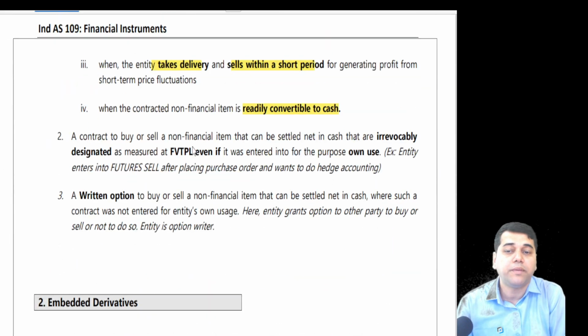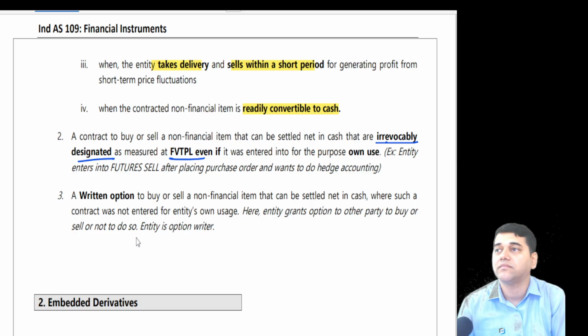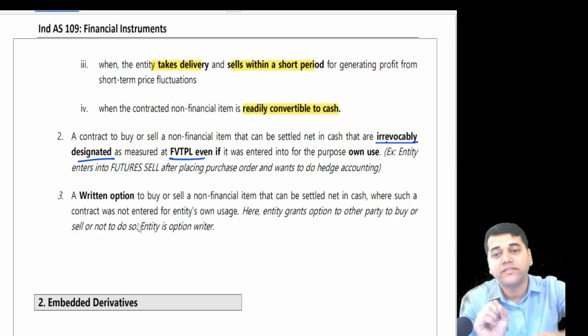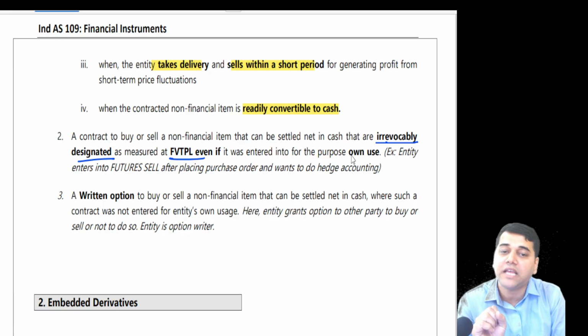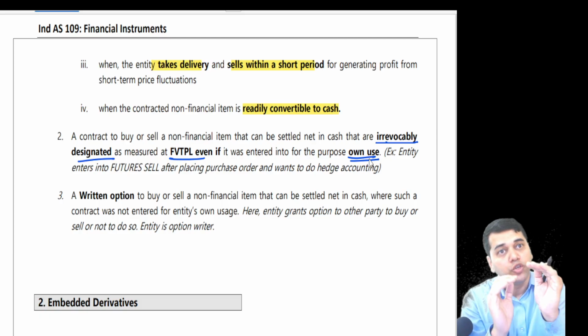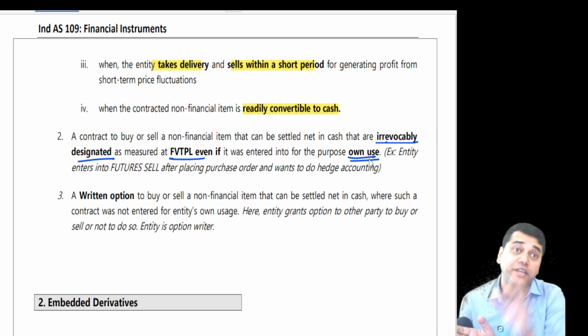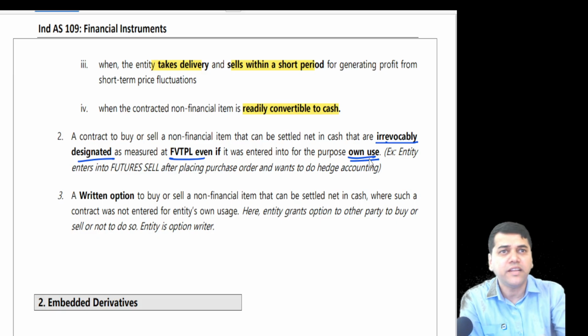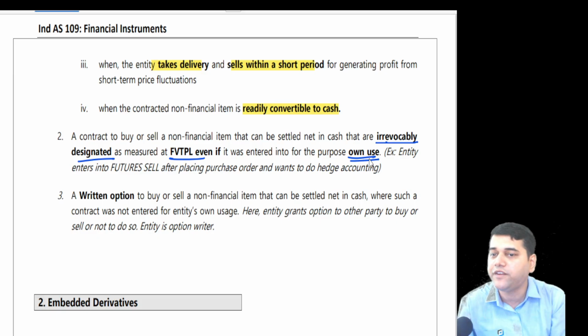A contract to buy or sell a non-financial item settled in cash is irrevocably designated as FVTPL. Oh, that means the original contract, post contract, you have designated as FVTPL even though entered into for own use. That means you wanted to account for it as FVTPL, the original contract. If that is the case, then pass the entry for the derivative also, because the derivative is also FVTPL.